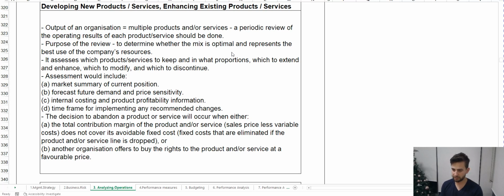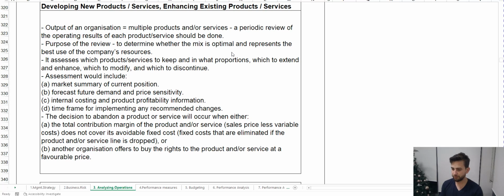So number 1, a market summary of current position. So where are we sitting now in the market? B, forecast future demand and price sensitivity. So we need to model out to the future and say, okay, we're expecting 5% for this product, 10% for this product. And if we put prices up another 5%, what's going to happen to our demand? Is that going to go down? And so forth. So forecast future demand and price sensitivity. C, internal costing and product profitability information. So we need to look at the cost structure of each product line, and so forth. And then the time frame for implementing any recommended changes.